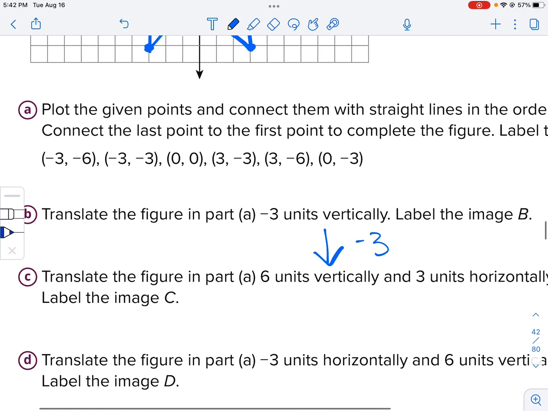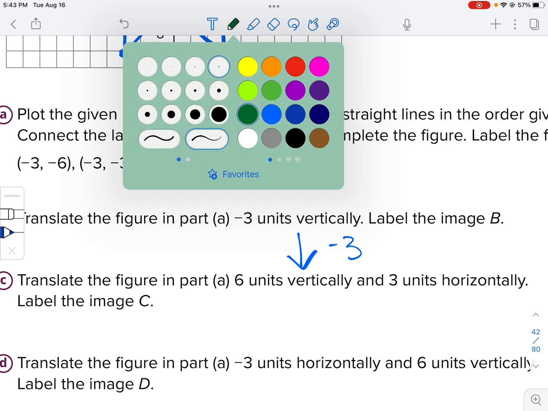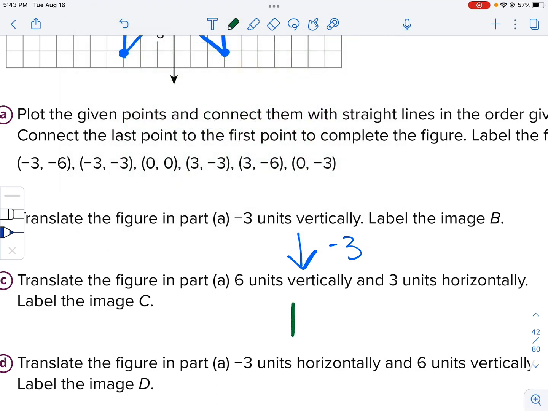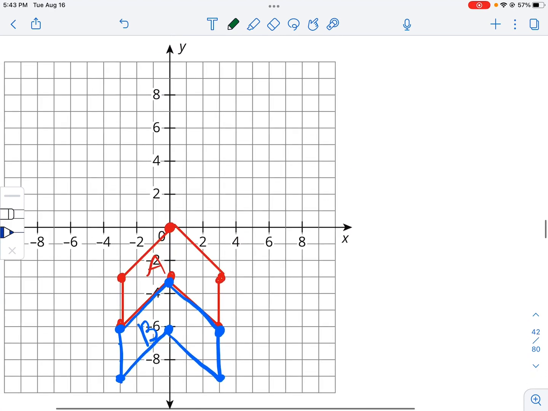Then the next one says, translate the very first one we did, so the red one. It says vertically 6, so that means up 6, and horizontally 3. So I'm going to go, oh, I should have picked a different color. Sorry about that. We'll pick green. So I'm going to go up 6. I'm going to go to the right 3 from the original picture.